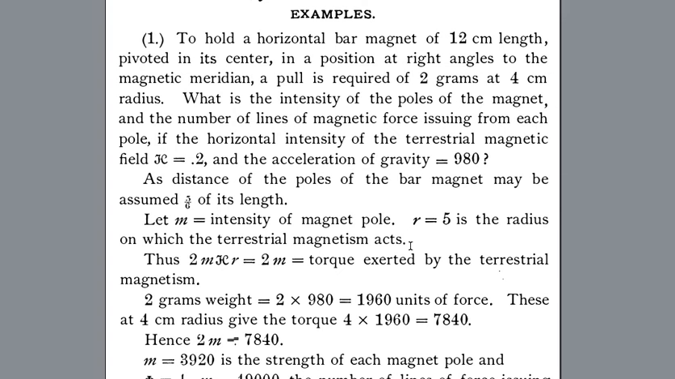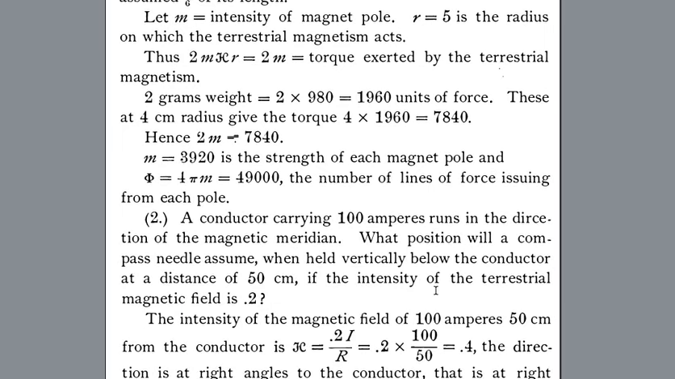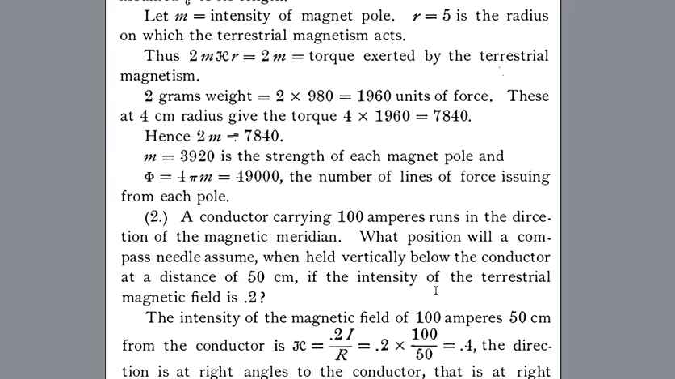Let m equal the intensity of the magnet pole, and r equals 5, the effective radius on which the terrestrial magnetism acts. Thus, the torque exerted by the terrestrial magnetism is 2 times m times H times r equals 2 times m. The 2 grams of weight correspond to a force of 2 times 980, which equals 1,960 units of force. At a radius of 4 centimeters, the torque is 4 times 1,960, which equals 7,840. Hence, 2 times m equals 7,840 and m equals 3,920. The strength of each magnet pole is 3,920.